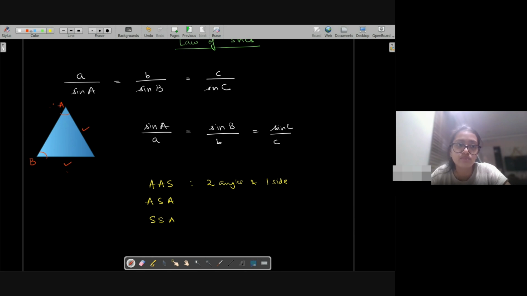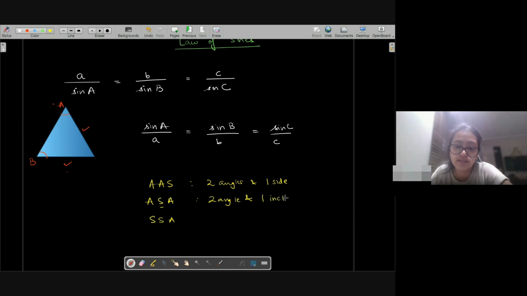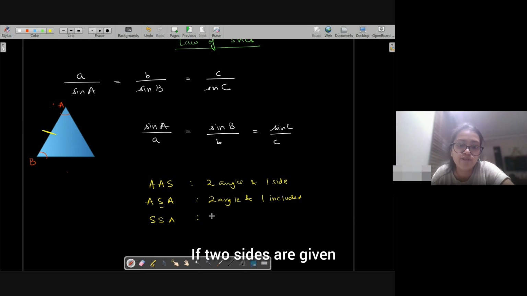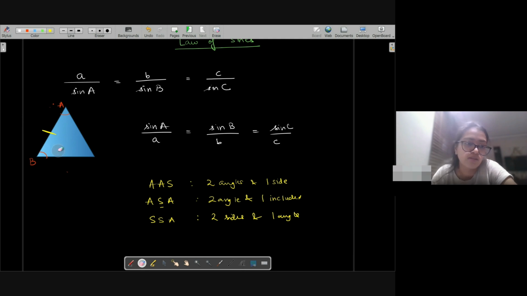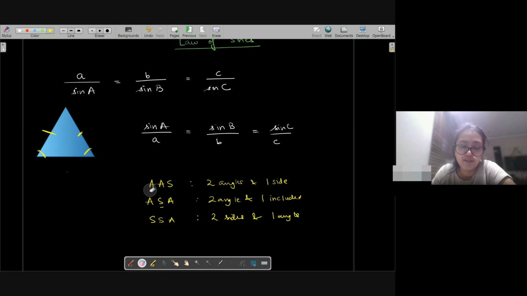The second case is, again, when two angles are given, and this time the side is between the two angles, one included side. That means this time this side is given. Then also you can use law of sines. And the third case is when two sides are given and one angle is given. This side is given, this side is given, and one angle is given which is not the included angle, so either this one or this one. If you get a question in which this situation is happening, then you can use law of sine.